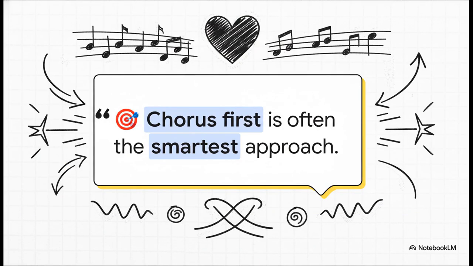So if there's one thing you take away from all this, let it be this. Starting with your chorus is almost always the smartest move. Build your main idea, your emotional peak, first. Make it as powerful as you possibly can. And then construct the rest of the song around it to make that chorus shine. That right there is the architecture of an unforgettable song. So the only real question left is, what's the first chorus you're going to build?